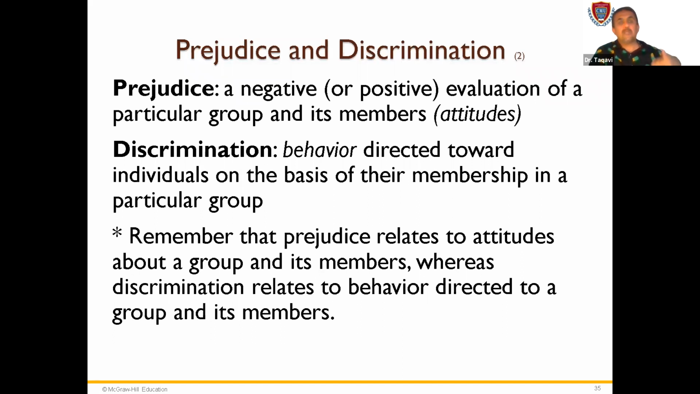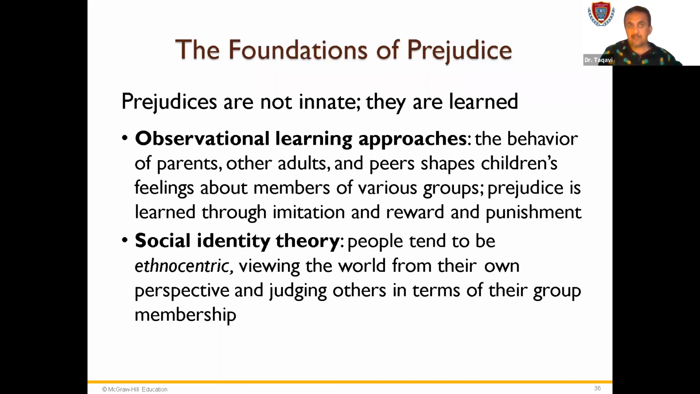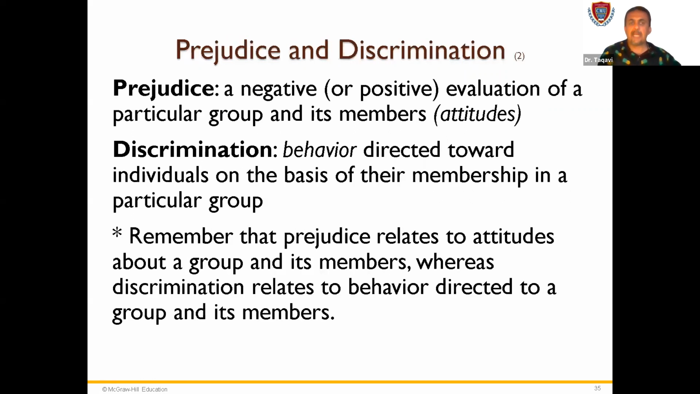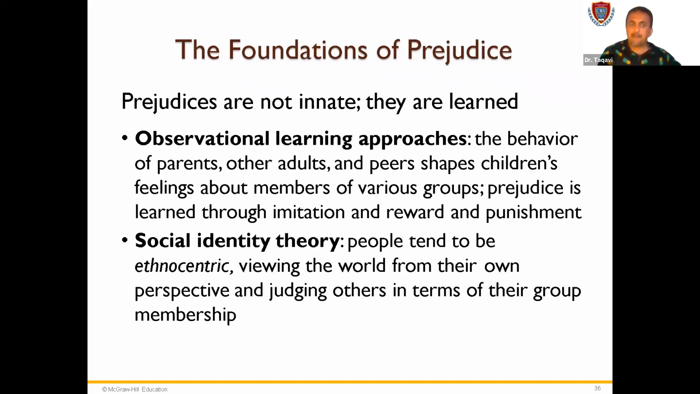So prejudice cannot be observed easily because it's in your mind. But discrimination is completely observable. Why? Because it is the action. The foundations of prejudice are observational learning approaches and social identity theory. We can see that the behavior of parents, other adults, and peers shapes children's feelings about members of various groups. Prejudice is learned through imitation and reward and punishment.